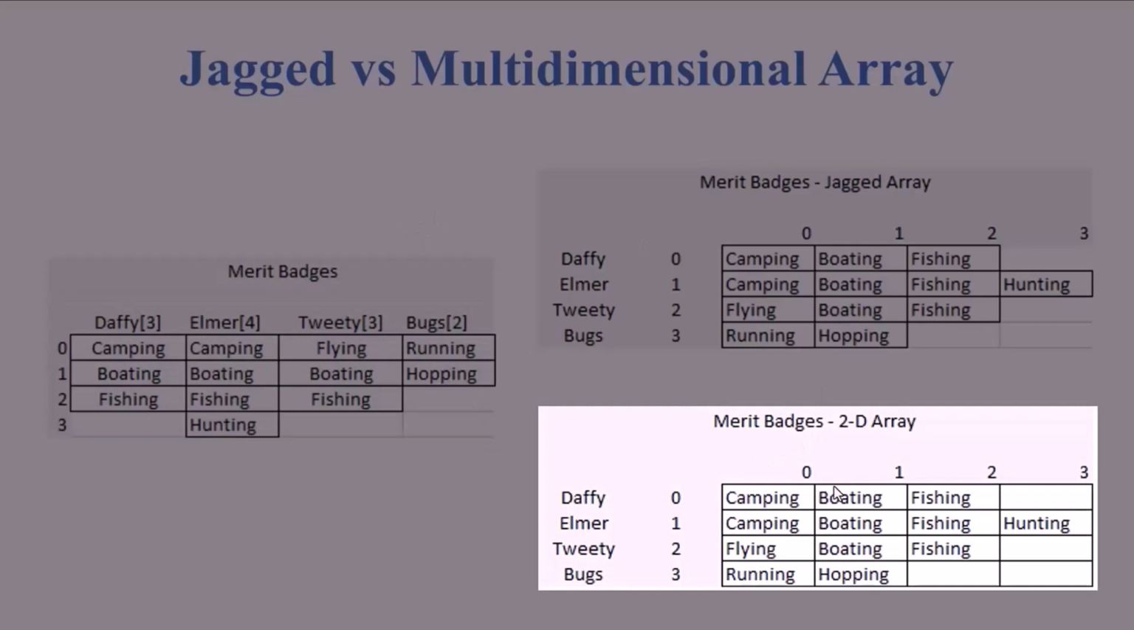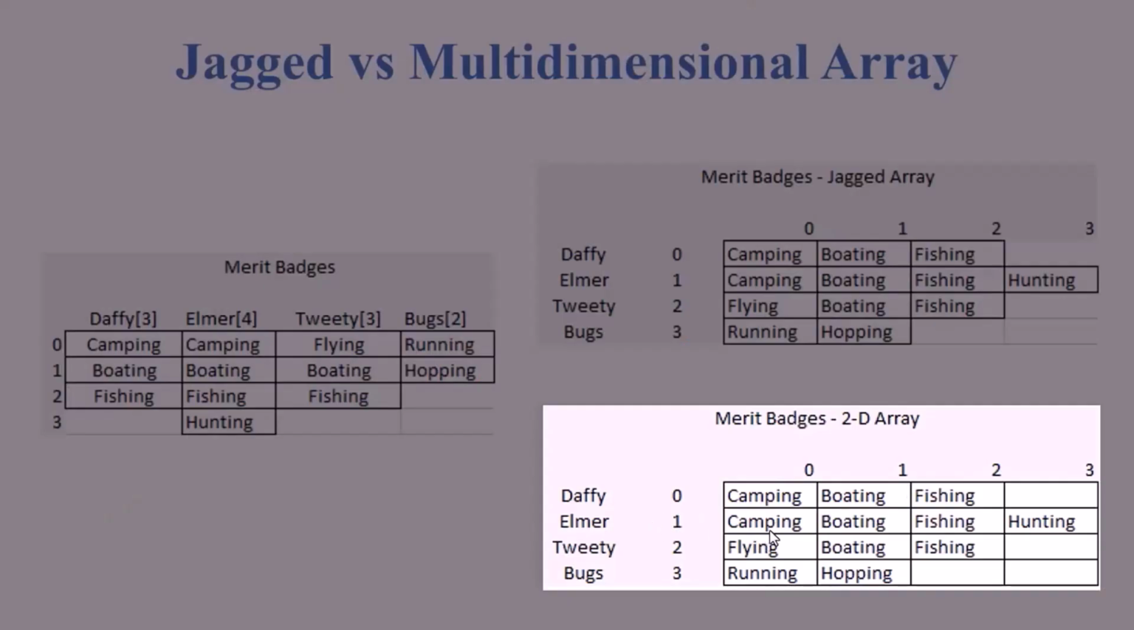If we go down to a 2-dimensional array in the bottom right-hand corner, we can set this up as rows representing Daffy, Elmer, Tweety, and Bugs, 0, 1, 2, and 3. And the columns would represent the activities they might use. In the case of Daffy, he's going camping, boating, and fishing, just like we see over here. And he's got this 4th column, which has nothing in it. But it is used in memory. It does take up that space. Is that a big deal? Probably not. If you have relatively small arrays and memory is fairly cheap, we have lots of memory in computers.